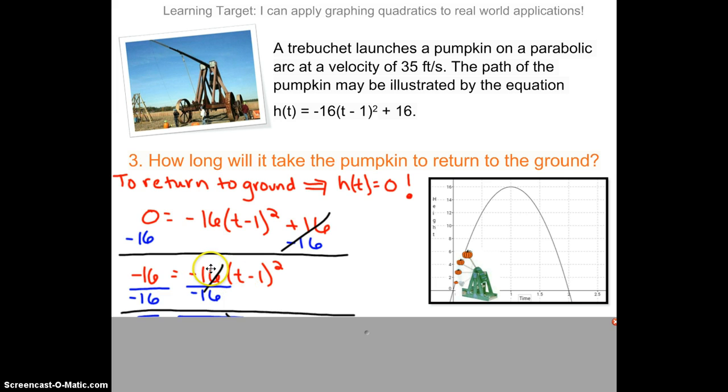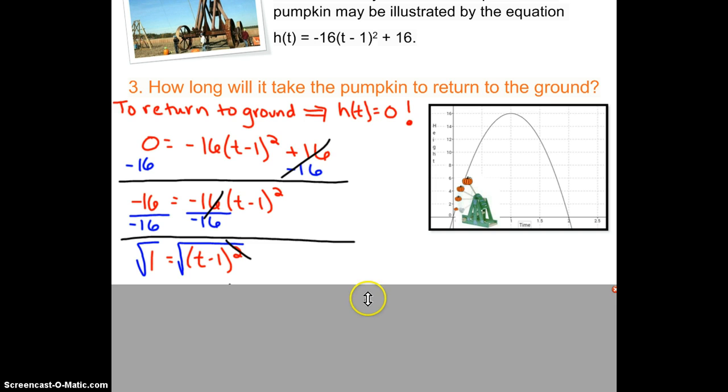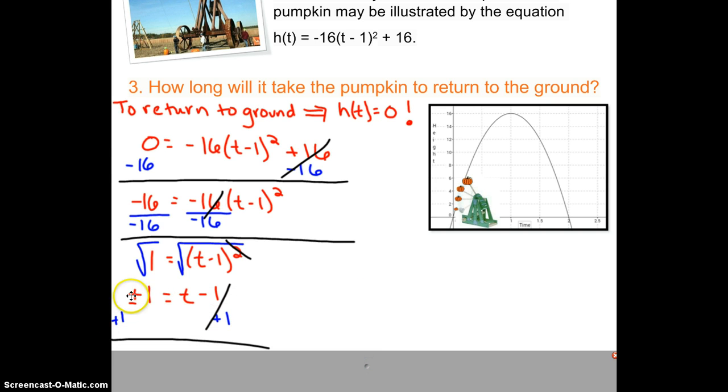So this -16, sometimes folks want to distribute, but you can't. It doesn't want to get in. So another way to undo that multiplication is to divide. So we're going to divide both sides by -16. And notice that on the left-hand side, that results in a +1. But here's where we talked about that jailbreak. We're going to spring t minus 1 out of that jail by getting rid of the square through a square root. So we square root both sides and take a look at what happens. We end up with plus or minus 1.